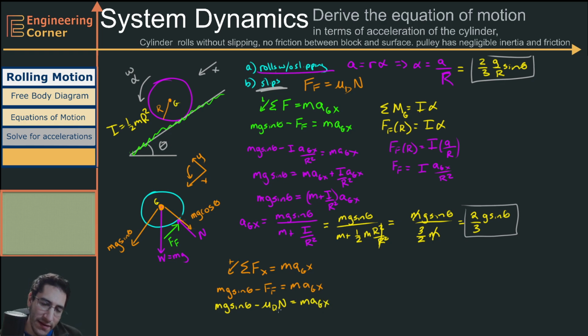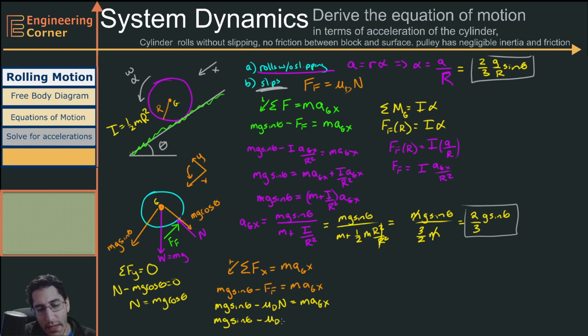m a g x. And if we look at the sum of the forces in the y, we're not accelerating in the y. So this is just equal to 0, and it becomes a statics problem. N minus mg times the cosine of theta is equal to 0. So N is equal to mg times the cosine of theta. So finally, we get mg sine of theta minus mu d mg times the cosine of theta is equal to m a g x. Well, look at that. The m's cancel.